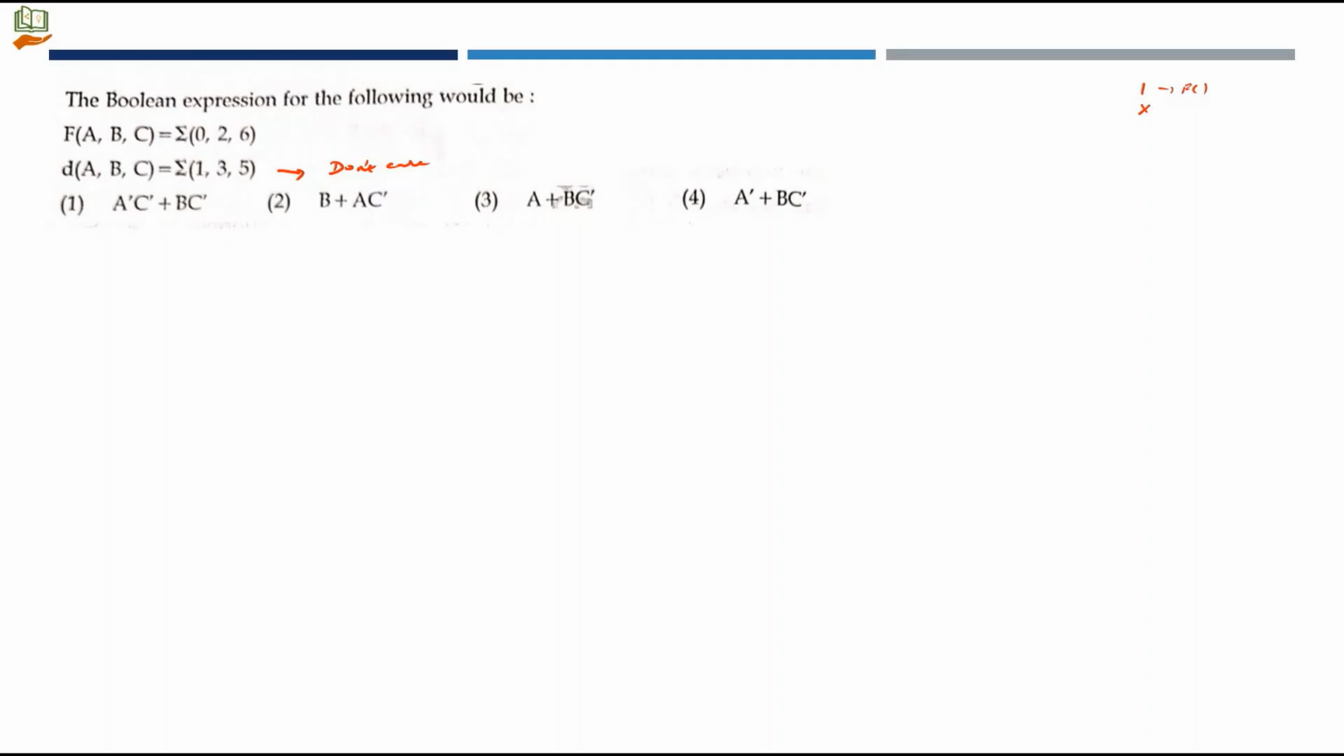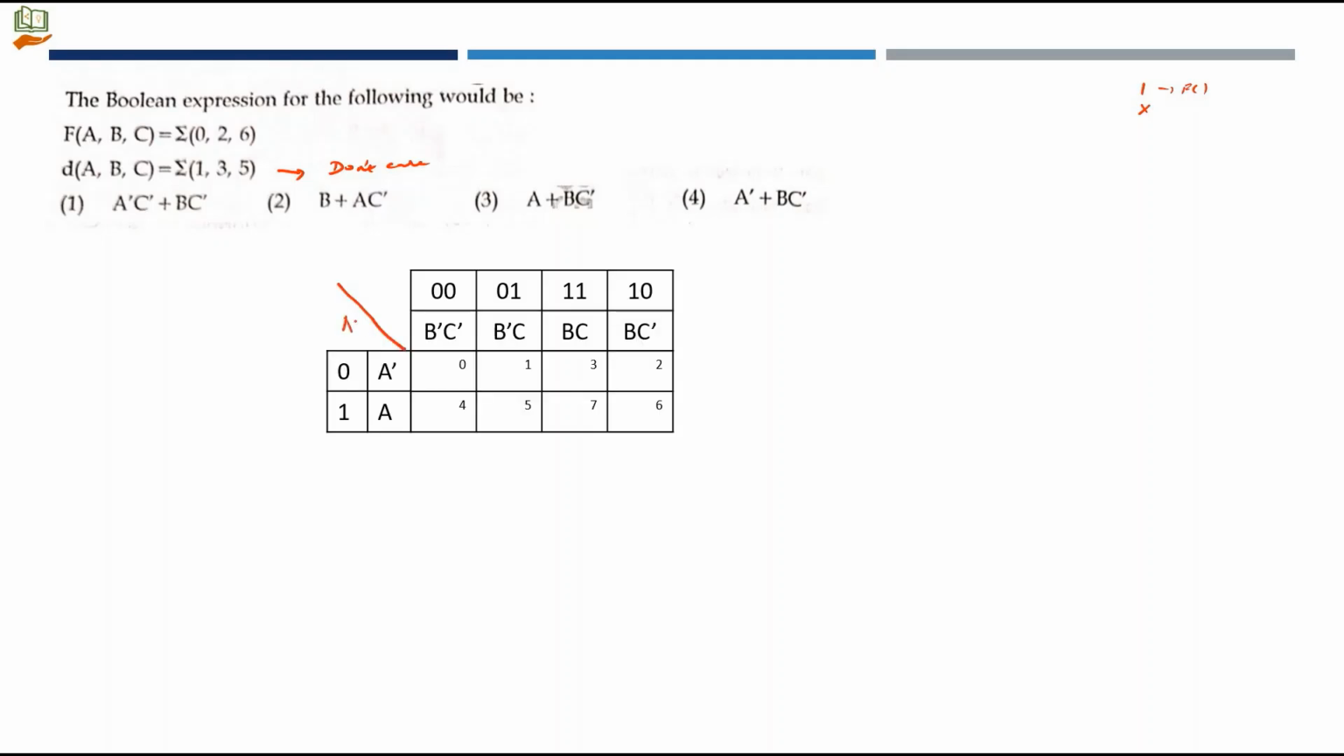Let's take 3 variable K-map now. So this is for A and this is for BC. We have 0 and 1, which is A dash and A. Then here it's a 2 variable part. So we have 0, 0, 0, 1, 1, 1 and 1, 0. Why have we kept 1, 1 first? Because we have to change only one bit at a time. That's why 1, 1 comes first and 1, 0 comes next.